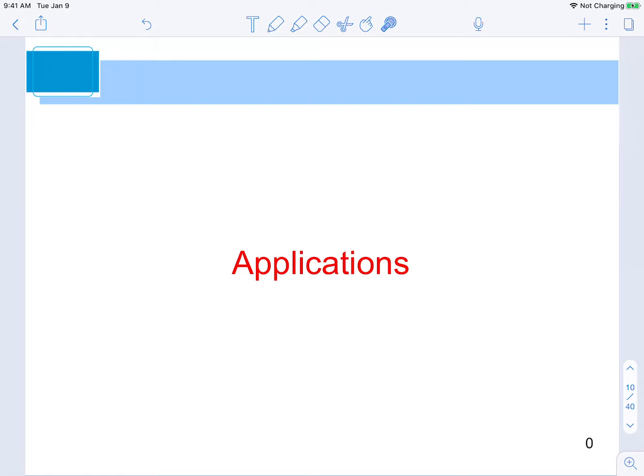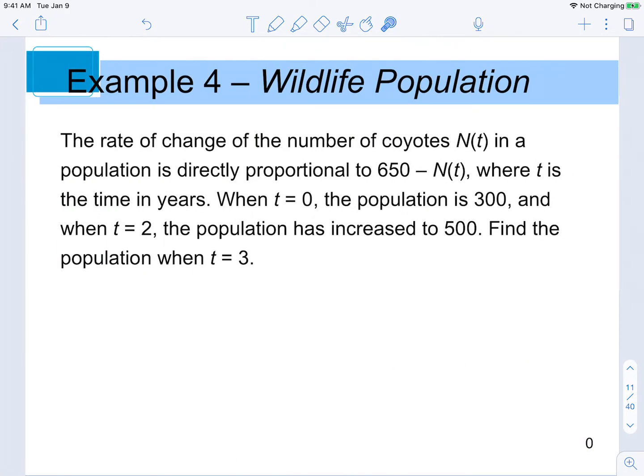Let's take a look at an application. And this will lead us into the logistic equation. Example 4, wildlife population. The rate of change of the number of coyotes, N of t, in a population is directly proportional to 650 minus N of t, where t is the time in years. When t is equal to 0, the population is 300, and when t is equal to 2, the population has increased to 500. Find the population when t equals 3.